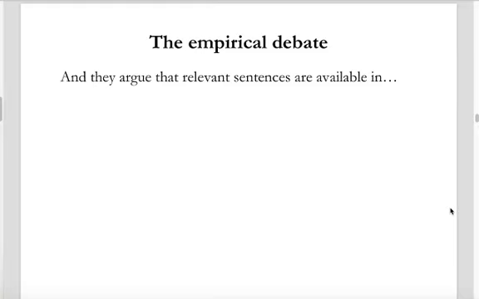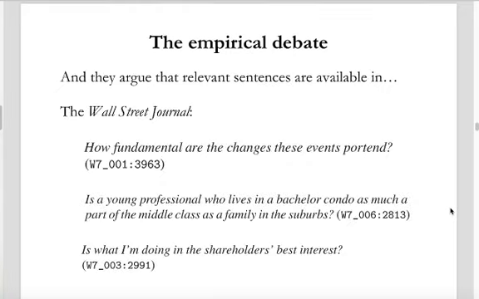You can find all sorts of relevant sentences that would allow you to learn this generalization in things that kids typically look at, like the Wall Street Journal. How fundamental are the changes these events portend? The changes these events portend are how fundamental. Where I'm not exactly sure what you would have moved out of the subject relative clause here. There doesn't seem to be an auxiliary, but presumably if it's empty, you get do support, as you would in most English questions. So this is at least marginally relevant.